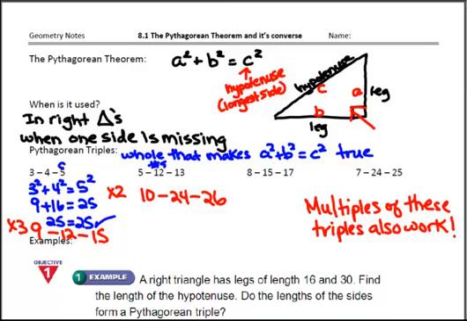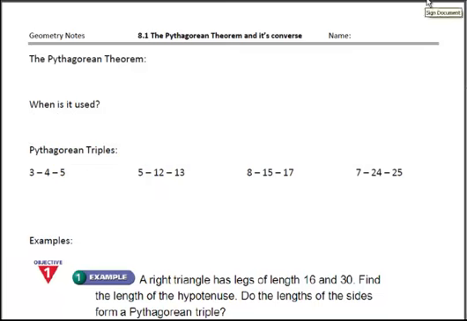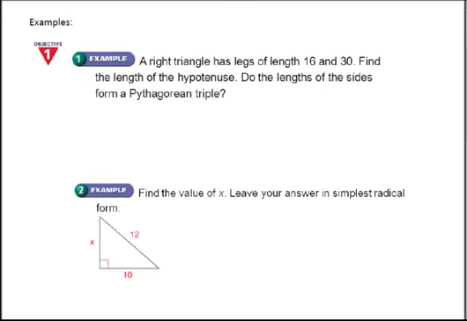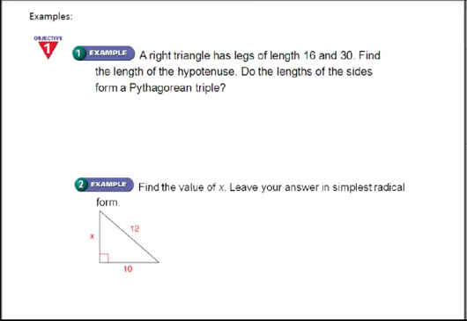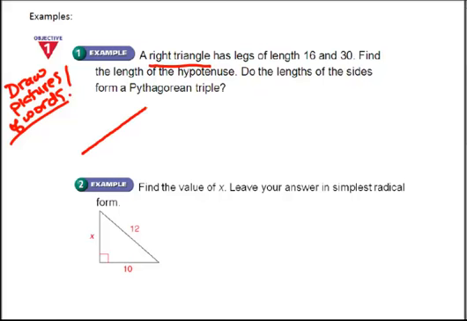Okay, let's do a couple of examples to show you how we're going to be using this. A right triangle has legs of 16 and 30. So this is a word problem. Anytime you have word problems, draw pictures. So draw pictures of the words. This is huge. You have to understand what you're dealing with. So I have a right triangle, so I'm going to draw the right triangle.